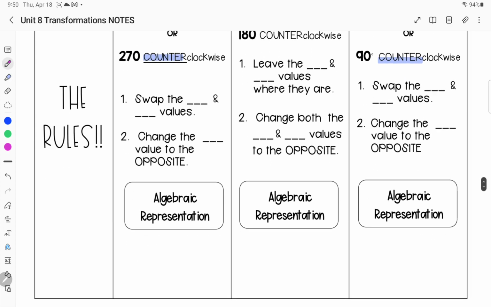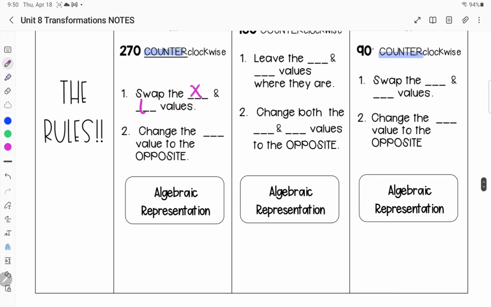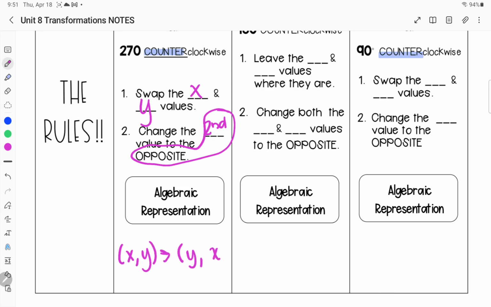So our rule is going to say to swap the X and Y values. So we swap our X and Y, and then we're going to change the second value to the opposite sign. So it's going to start with X and Y. It says to swap their places, and then the second value, which is this one, is going to become opposite.